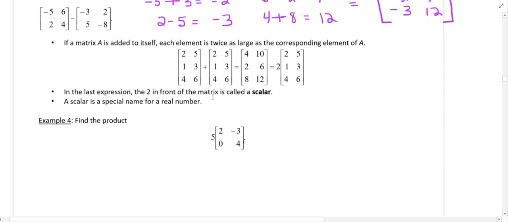In that expression, the 2 in front is called a scalar. Okay, so the scalar, it's almost like distribution. So you just would distribute the scalar to each value in the matrix. So for this example here, it would be 5 times 2 would give us a 10. 5 times -3 would be -15. 5 times 0 would be 0. And 5 times 4 would be 20. Okay, so it is like you are distributing to each value in the matrix.